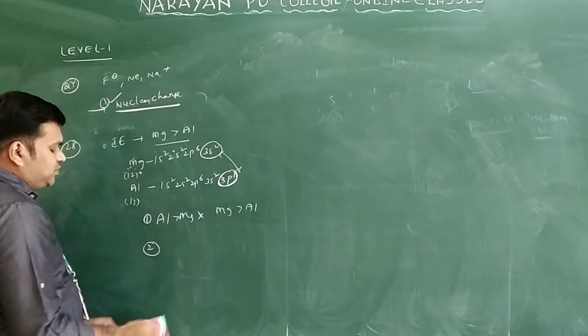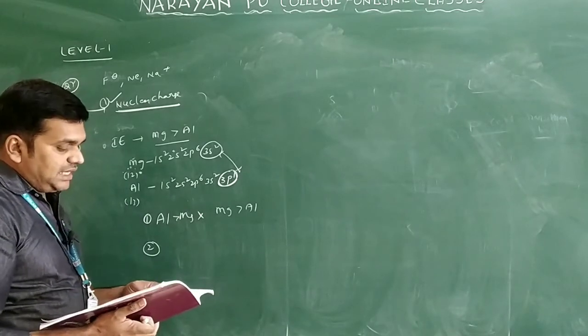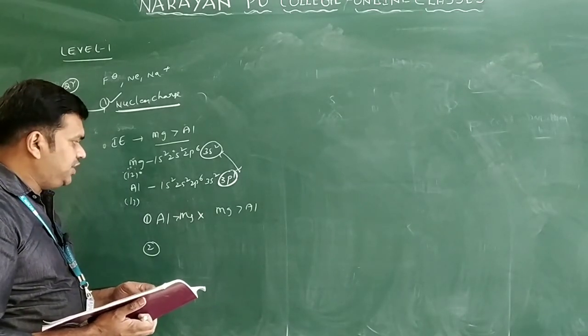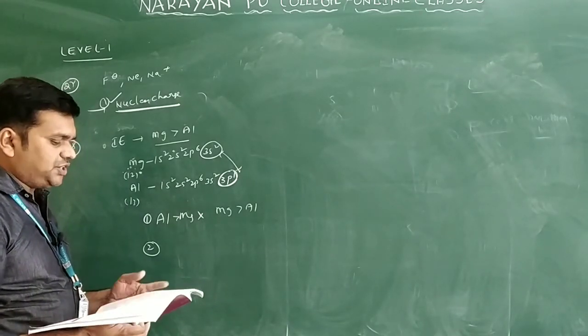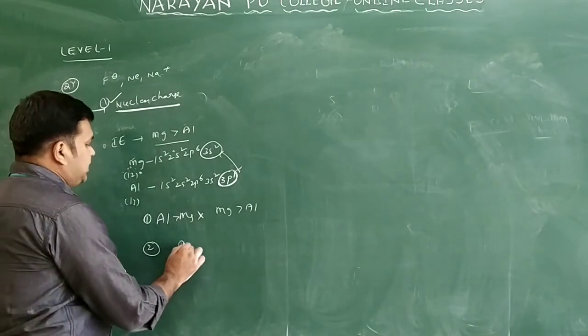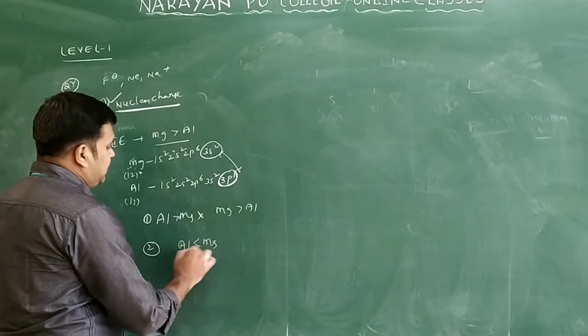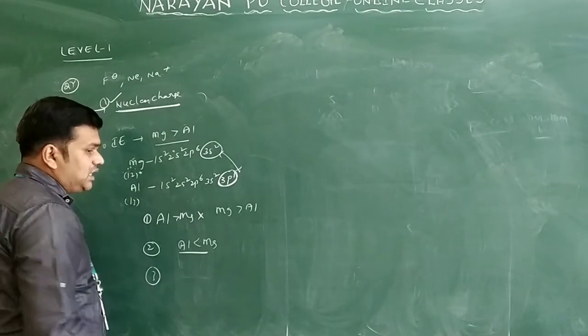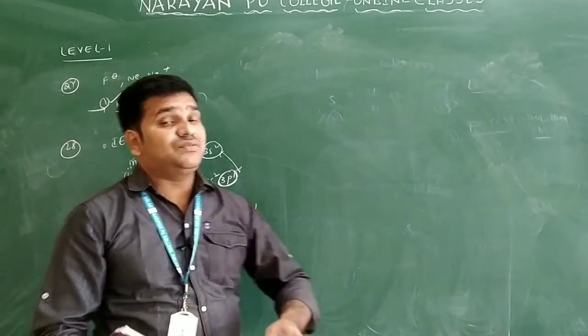See the second option. What is the second option given? The atomic size of aluminum is less than magnesium. So we may compare here. We will say aluminum size is less than magnesium, but it is not a correct reason for the atomic radius only.